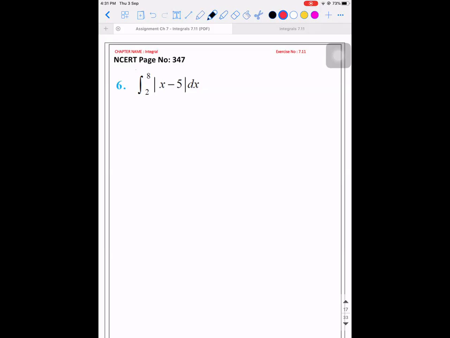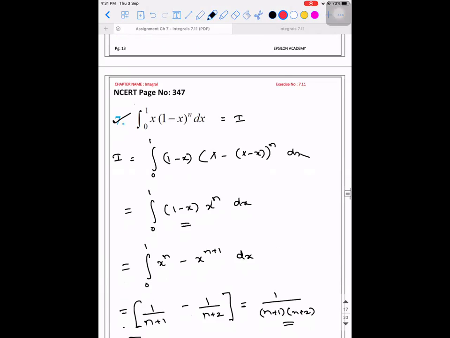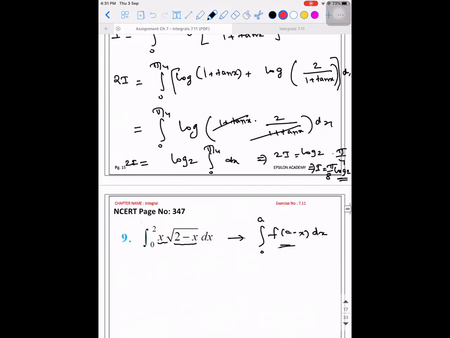So what are the values? Can someone tell me? Integral of 2 to 5, 5 to 8. Yes, 2 to 5, 5 to 8, that's right. Minus of x minus 5. So integration, you can do it later. That's right. So you guys understood. Okay. So any other modulus function?